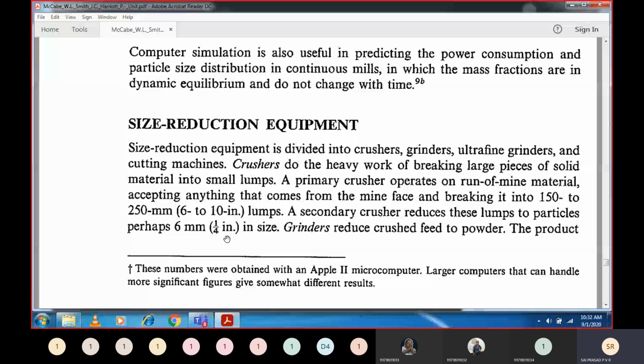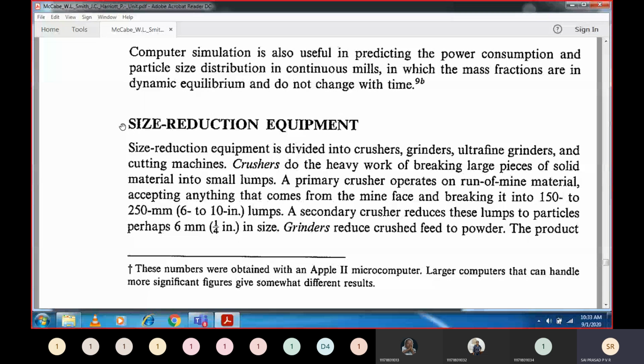So we'll start with this column, size reduction equipment. Before that, I will show you that the particles are broken down by means of compressive forces, by means of impact, by means of attrition or shear forces, and lastly by mere cutting also we can reduce the size of the particles.